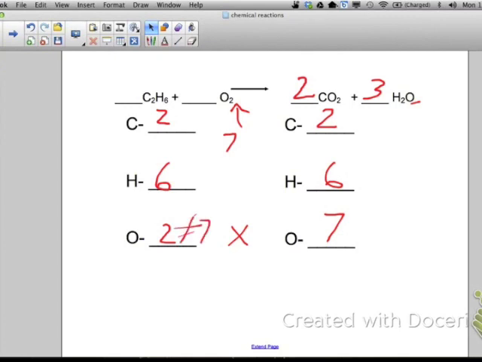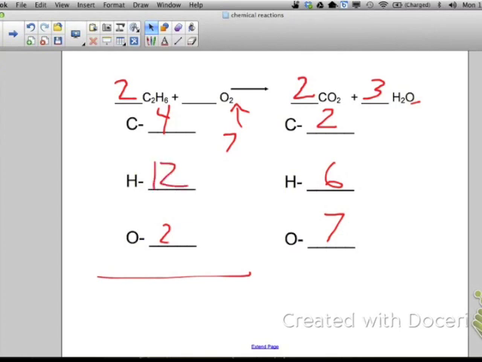And so what I need to do is start working on this side, the reactant side, to see if there's a way I can manipulate the hydrogens and the oxygens so that they can work out. So what I might do is try to double this side, and we'll see how that affects everything here. That's going to change this to 4, and then it's going to change our hydrogens over here to 12.